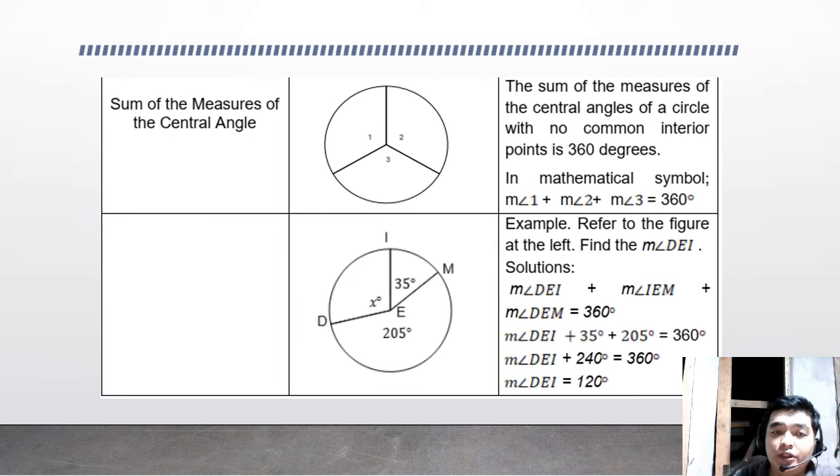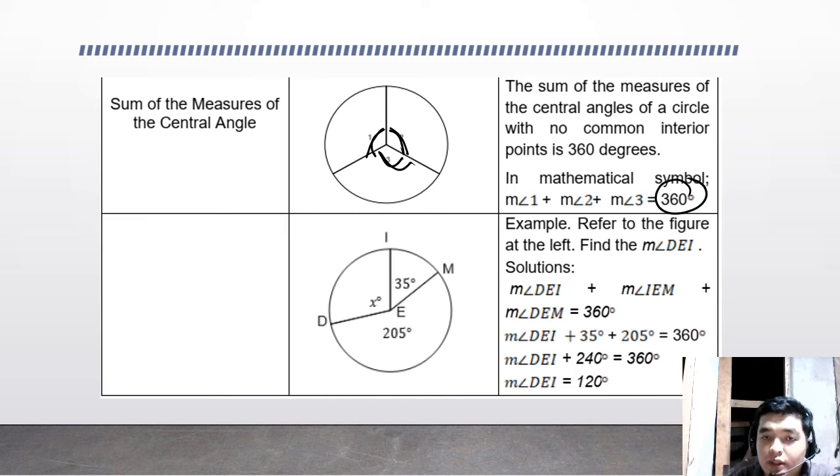Sum of the measures of the central angles. The sum of the measures of the central angles of a circle with no common interior points is 360 degrees. So this is a central angle, this is a central angle, and this is also a central angle. If you add the measure of angle 1, angle 2, and angle 3, that is 360 degrees.